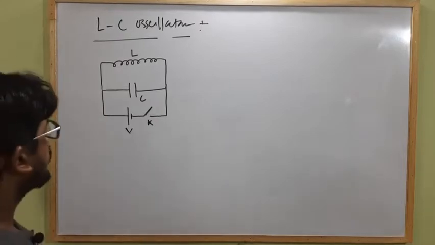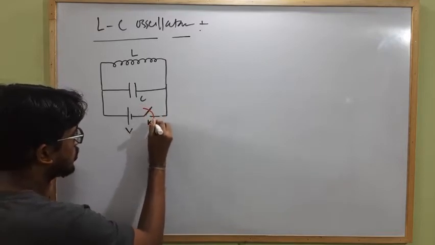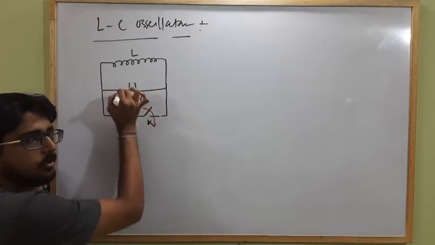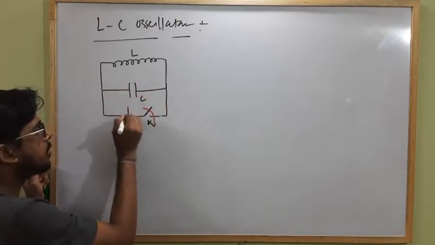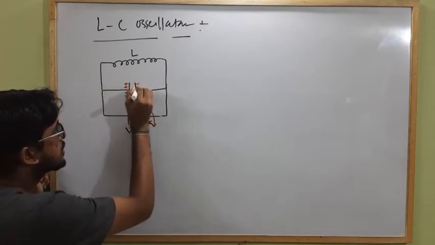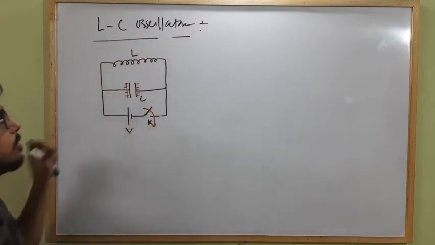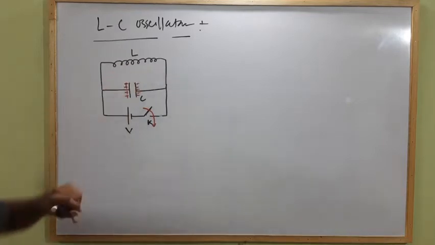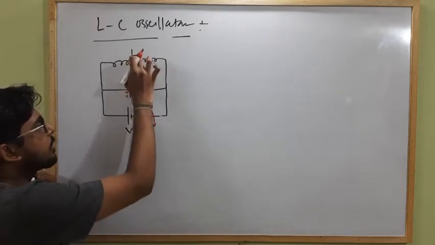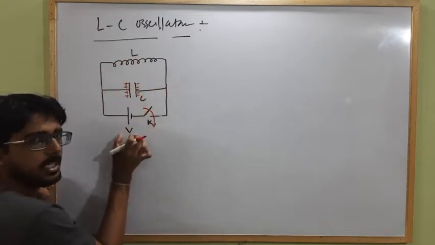Okay, so initially the key is just closed. So when we just close the key, the circuit gets completed and current starts flowing. Immediately the capacitor starts storing charge, but due to self-inductance, there will be no current flowing through the inductor. Clear? So this is the initial case when an inductor of inductance L and a capacitor of capacitance C are connected in parallel across a battery of potential V through a key.